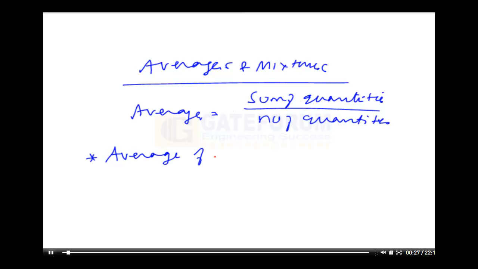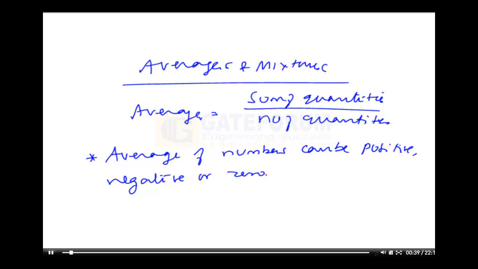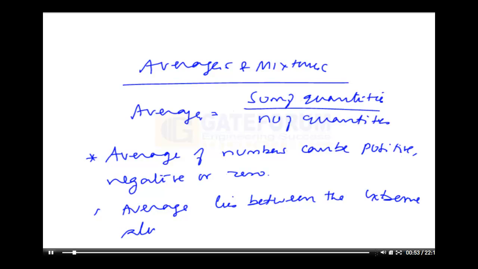Average of numbers can be positive, can be negative, or even 0. Average lies between the extreme values, which are the maximum and minimum.